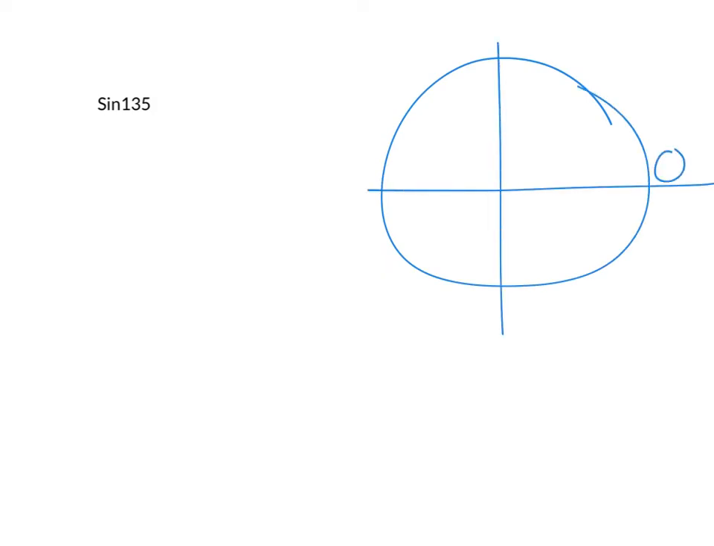So now we can look at a second example where we're going to try and find the sine of 135 degrees. So again, we'll draw a unit circle going from 0 to 90, 180, 270, then finishing up again at 360 degrees. So 135 degrees will be between 90 and 180 degrees. So we'll draw it about here.